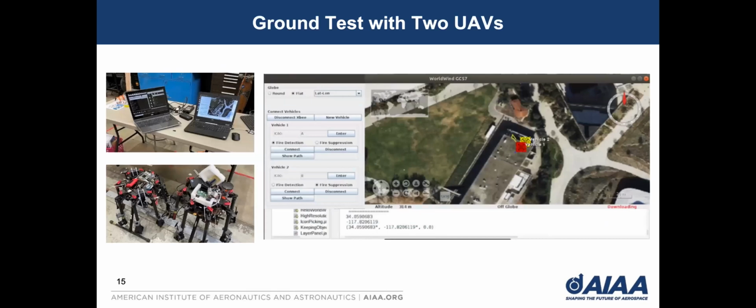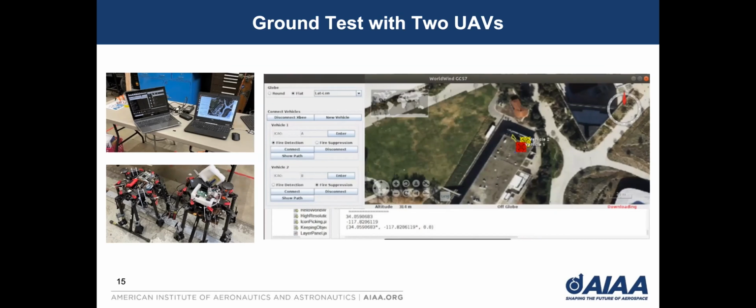Here is the ground test for 2 drones. It is performed in the Cal Poly Pomona UAV lab, where our team members carry both drones and walk around the lab, and then we see whether the icon shows up on the ground control station, and whether the ground control station records the path. As you see on the left-hand side, one computer works as the ground control station. Another computer is just for monitoring the data sent from both drones.